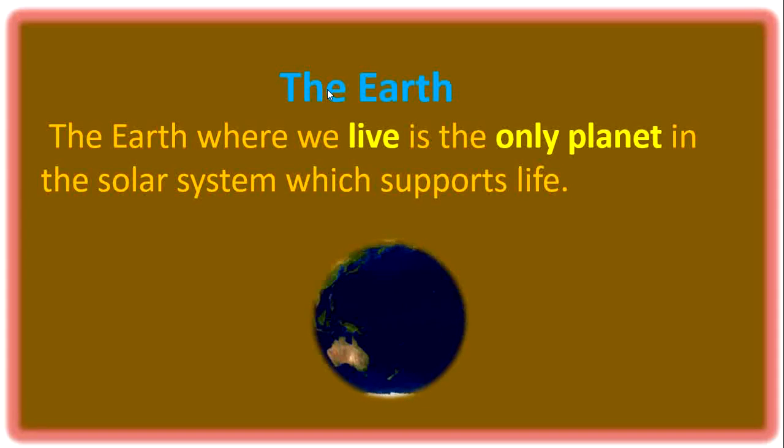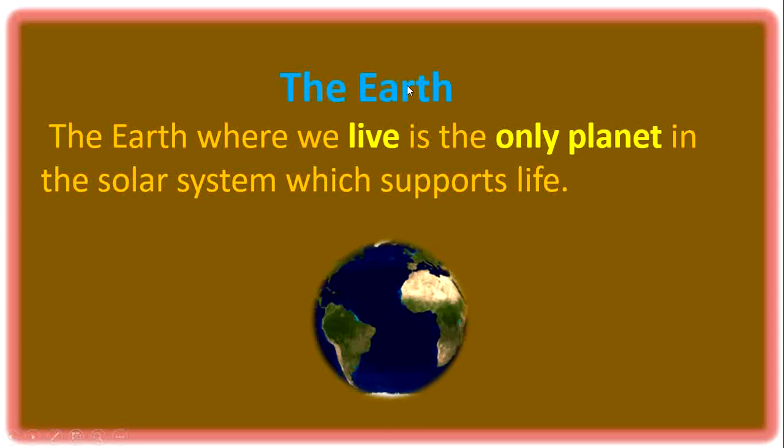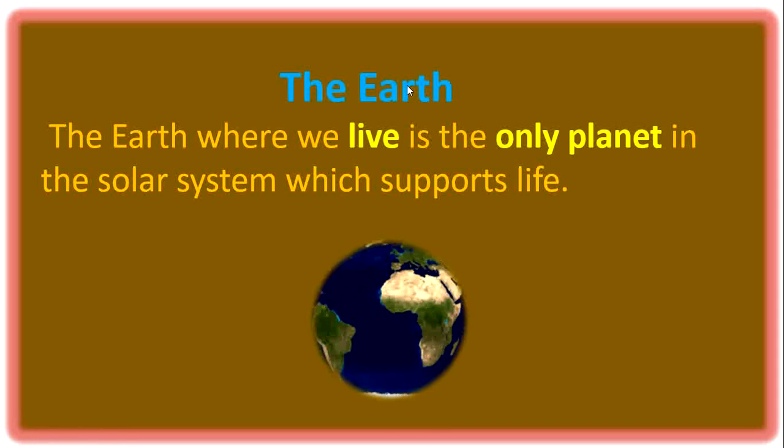So on the Earth, the continuation of life is possible. The Earth appears bluish green due to the reflection of light from water and landmass on its surface.